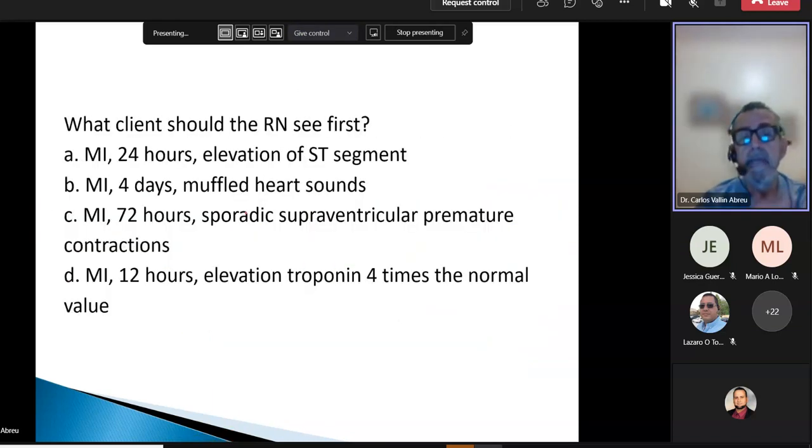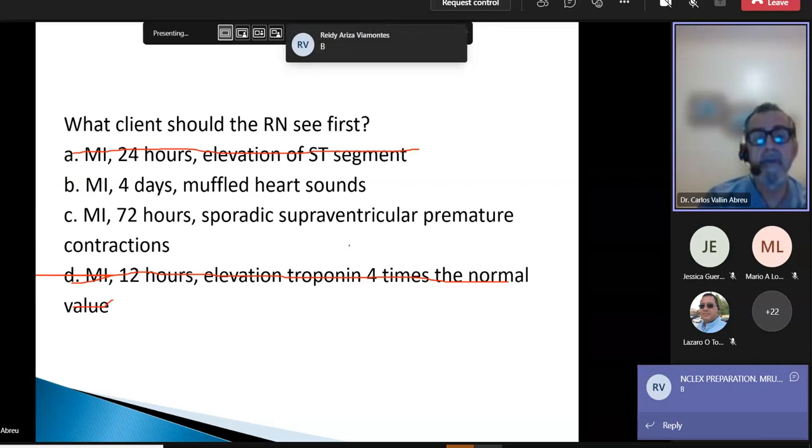What client should the RN see first? MI 24 hours with elevation of ST segment. MI 4 days, muffled heart sound. MI 72 hours, sporadic supraventricular premature contraction. MI 12 hours, elevation of troponin 4 times the normal. So what do we discard? We discard A, it is expected. ST elevation 1 day after infarction is expected. I discard D. Elevation of the troponin 12 hours after myocardial infarction is expected. So now I'm left with these.